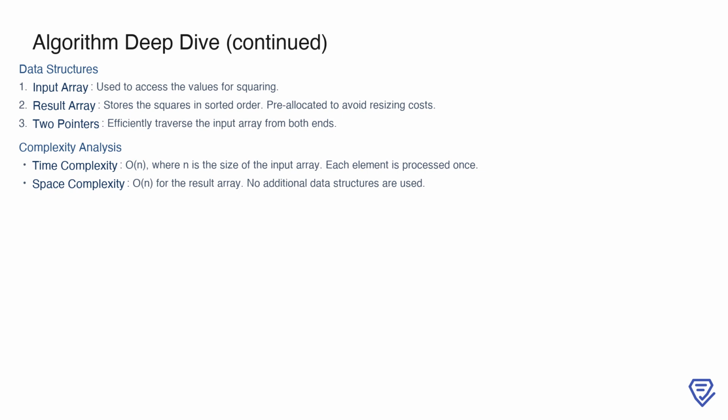To analyze the complexity of this approach, the time complexity is O(n), where n is the size of the input array. This is because each element in the array is processed exactly once as the pointers move inward. The space complexity is O(n) as well, due to the need to allocate space for the result array. Importantly, no additional data structures are introduced, which keeps the memory usage minimal.